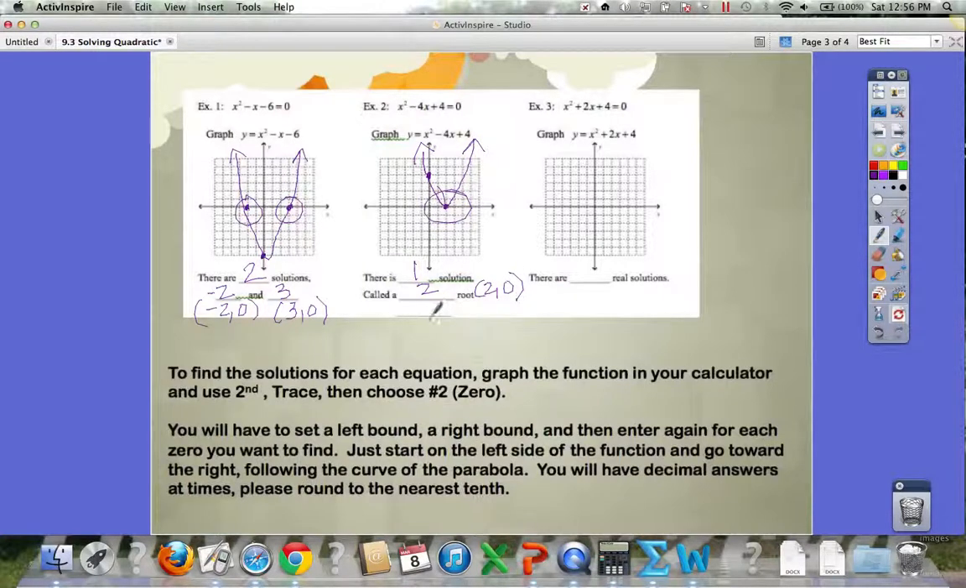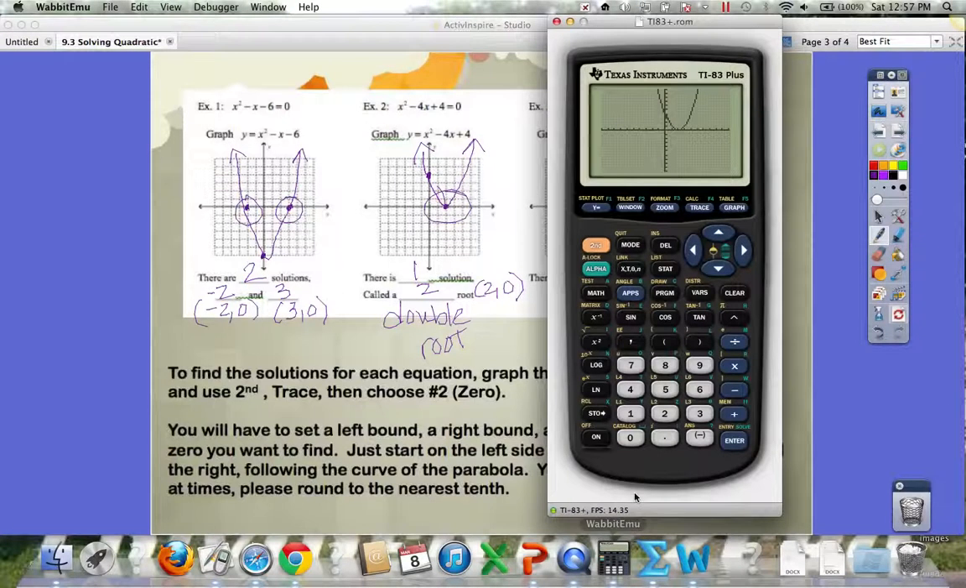And this is the one that's called, oops, I should have put this down here. Got all excited about it. This is called a double root. And that should have been in the blank right there. Double root. Okay, and then the last one, we want to go ahead and graph that one. And again, you know the y-intercept, if you plug in 0 for the x's, you'll get 4, where it crosses the y-axis. And then you will go and type that one in.